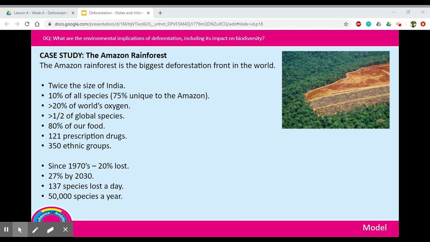This deforestation is causing a huge loss of species, and scientists estimate that about 137 species are actually going extinct every single day, which is about 50,000 species a year. Now, it seems like a huge number, but a lot of these species are going to be things like plants and invertebrates and even bacteria. There are billions and billions of species in the world. We could quite easily be losing 137 species a day due to deforestation.